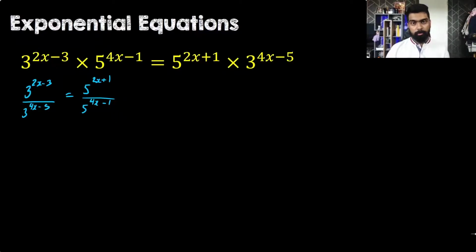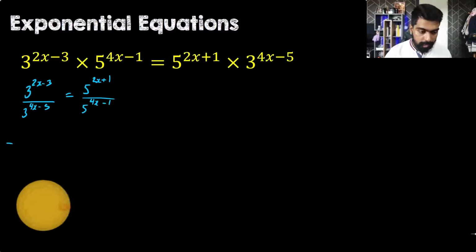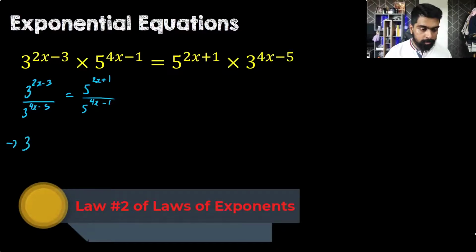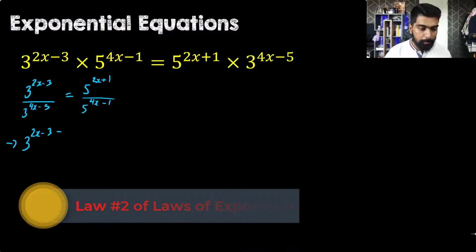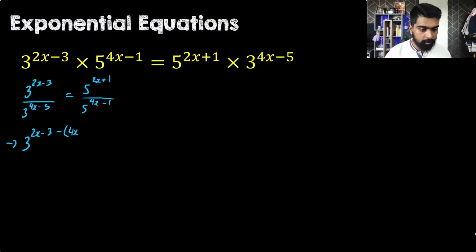Now the next one, what we're going to do is use law number 2 of the laws of exponents to solve it. So what will we have here, guys? We will have 3 to the power of (2x minus 3) minus (4x minus 5), using law number 2, which is equal to 5 to the power of (2x plus 1) minus (4x minus 1).